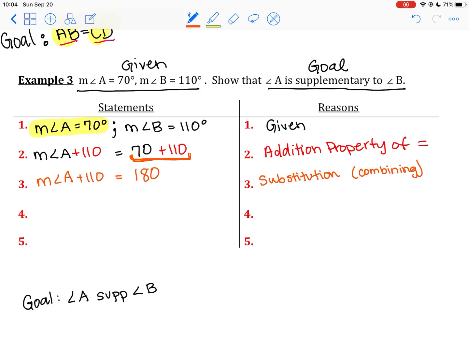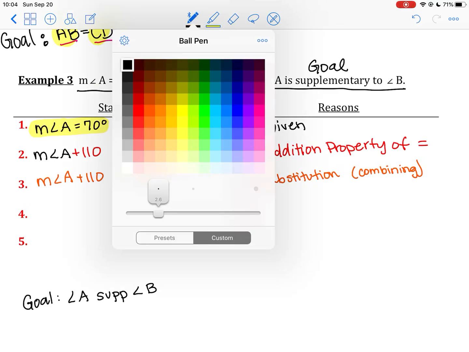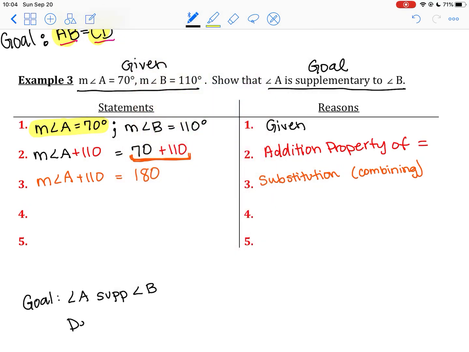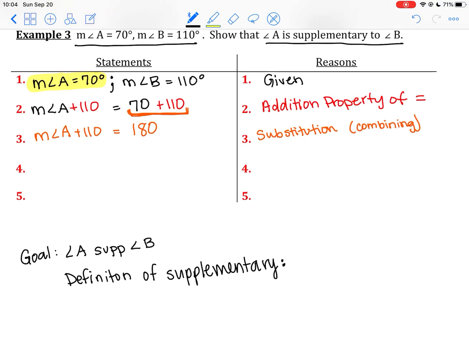All right, so now I still haven't gotten to where I can say that angle A is supplementary to angle B. I know that when two things are supplementary, the definition is going to be useful to me. So let's think about what the definition of supplementary says. Definitions are biconditional, so I'm going to write this as a biconditional statement.